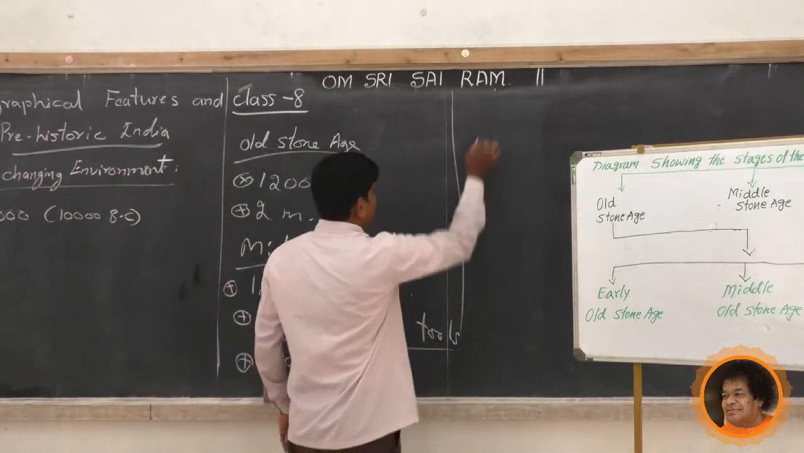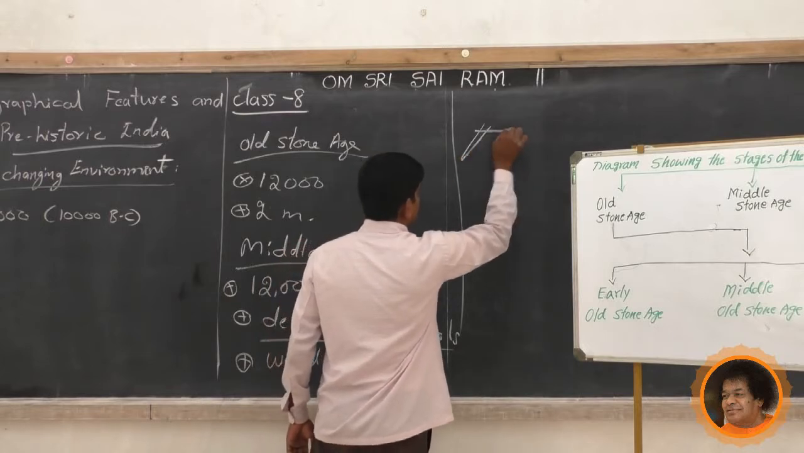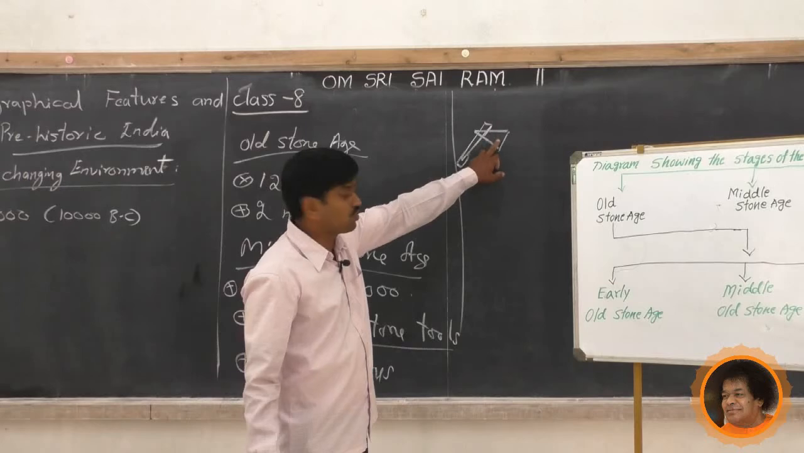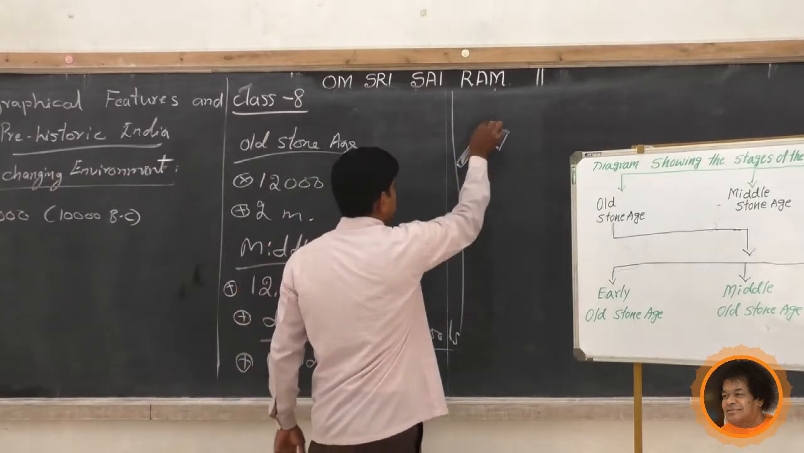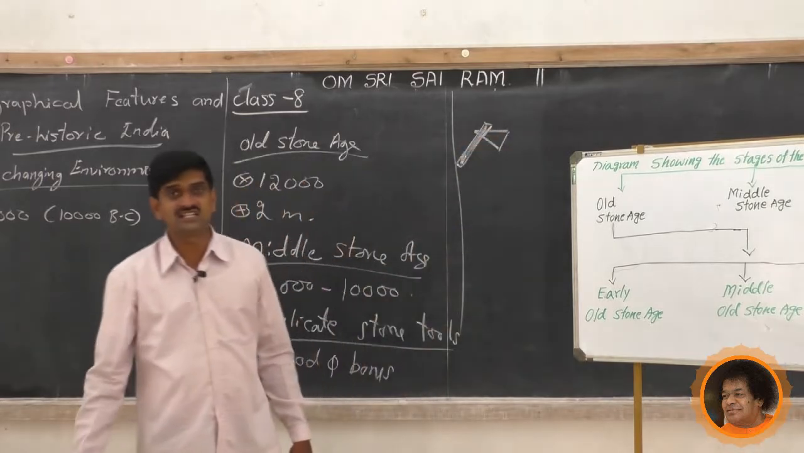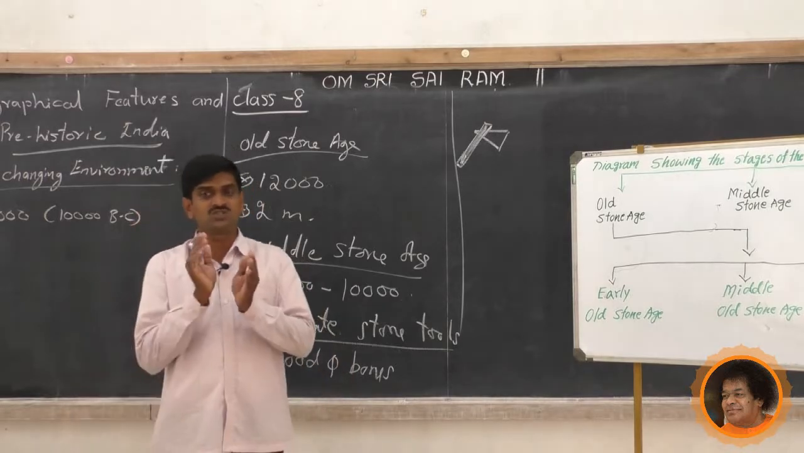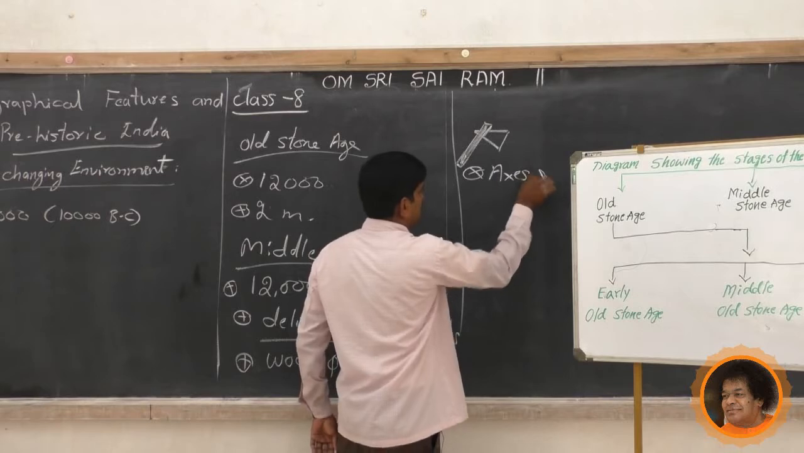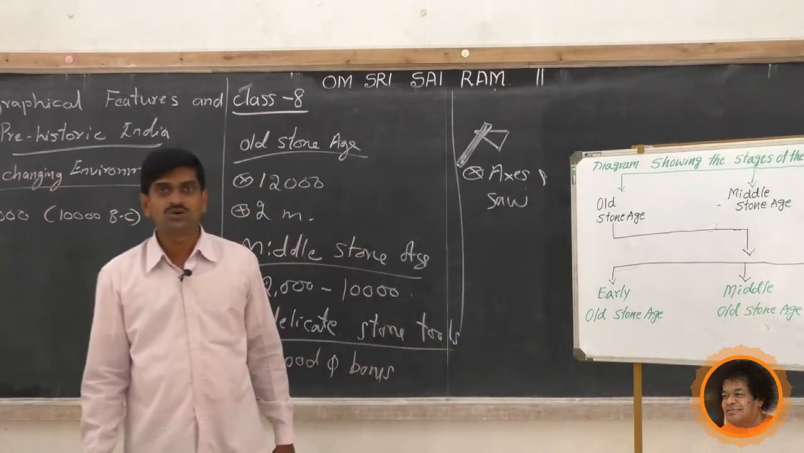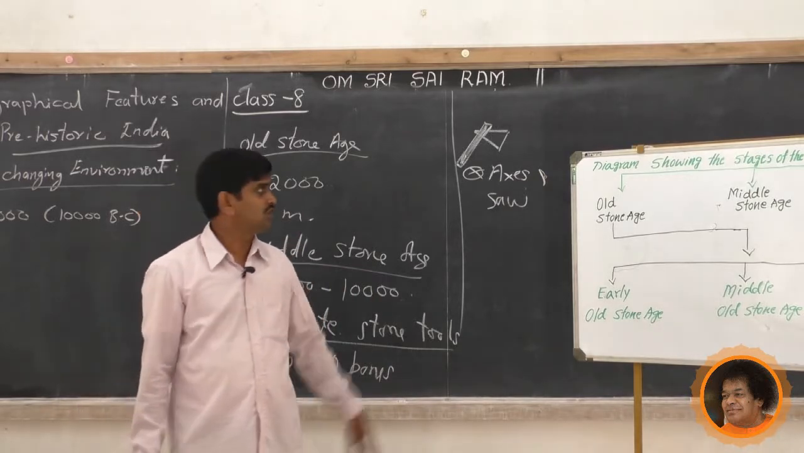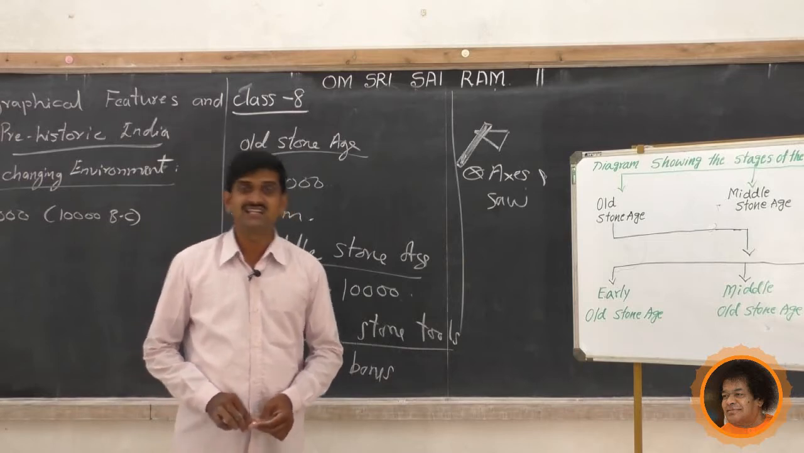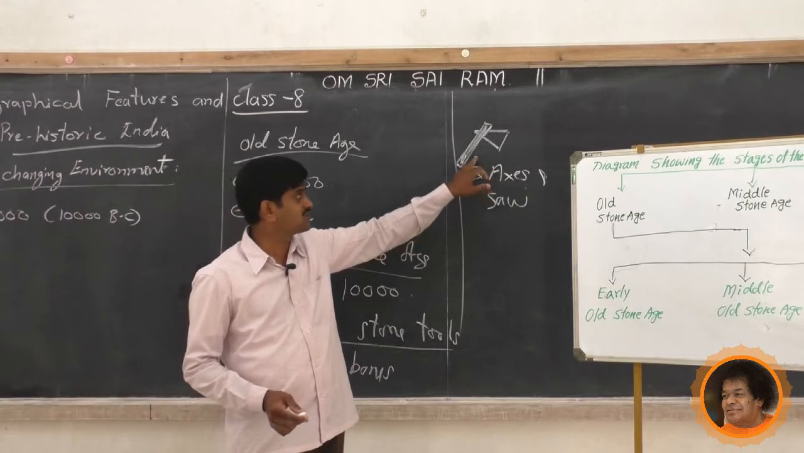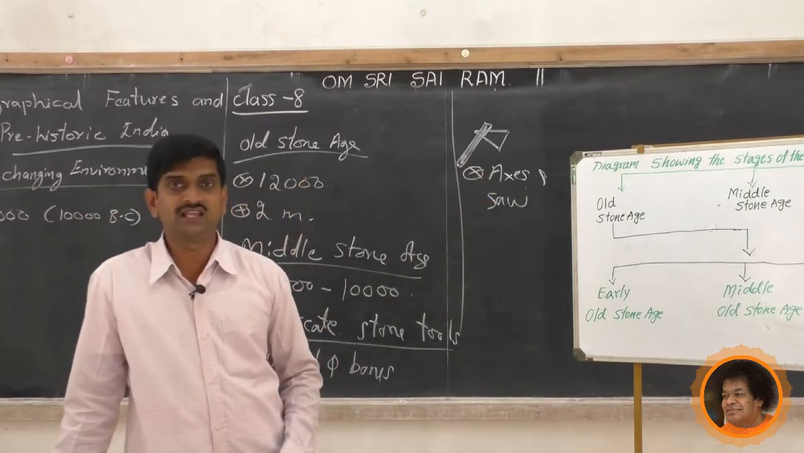So like this, see here, what is this? This is an axe. This is the stone tool, and this is the handle, which is made out of wood or bone. In the same way, they also used those tools as axes and saws. They used stone axes and saws, and also other implements, with bones and wood as handles.